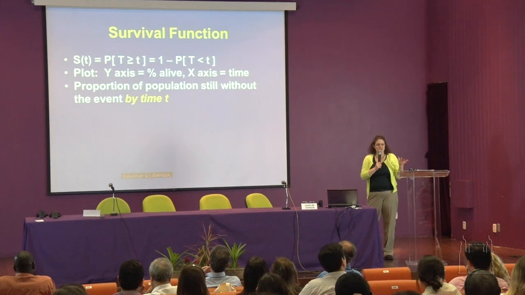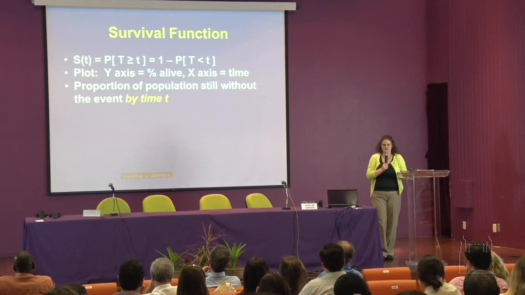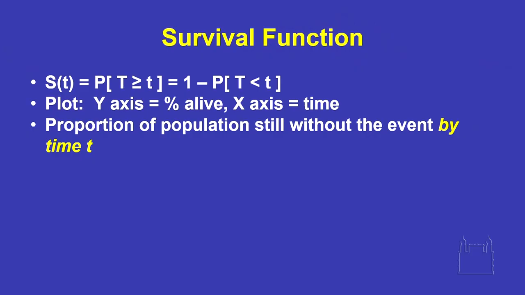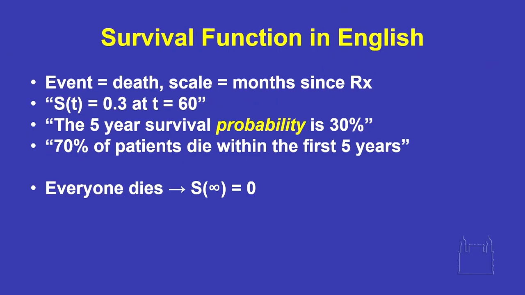But the idea is you want to think about the proportion of the population still without the event, or with the event, at some point in time. More survival function descriptions. Again, if I'm talking about death and I'm measuring it in months, I might say that my 5-year survival probability is 30%, because I have 60 months, T is equal to 60, but it's measured in months. Outside of a small research group, people tend to think in years. Or I could say 70% of patients die within the first 5 years.